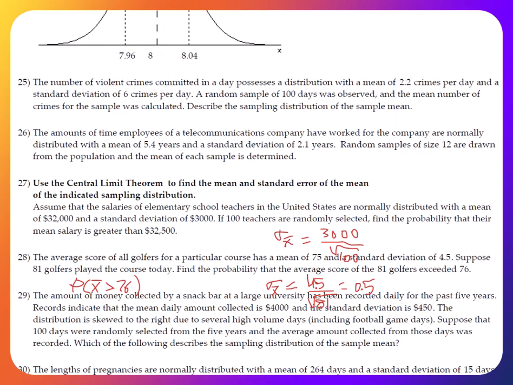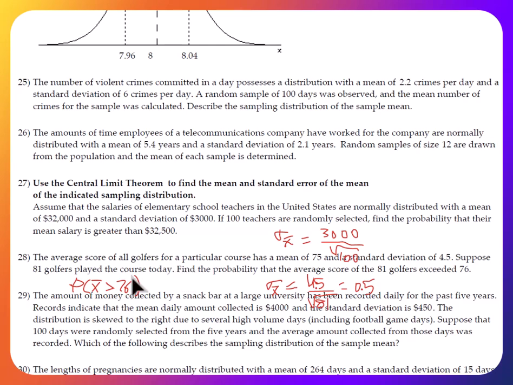Next question. The average score of all golfers for a particular course has a mean of 75 and a standard deviation of 4.5. Suppose 81 golfers, so n is 81. We're working with a sample now. They played the course today. What's the probability that their mean score of the 81 golfers exceeds 76? So this is a question about the mean. We need x bar, so the probability of x bar greater than 76.